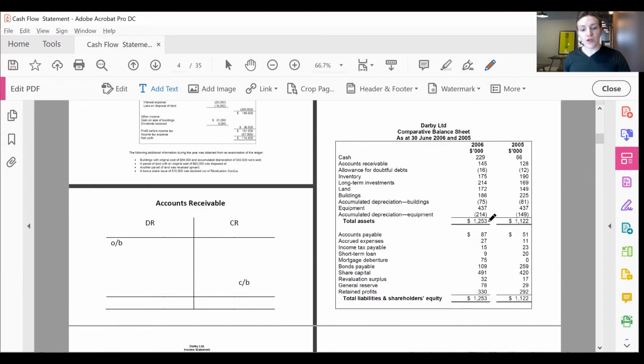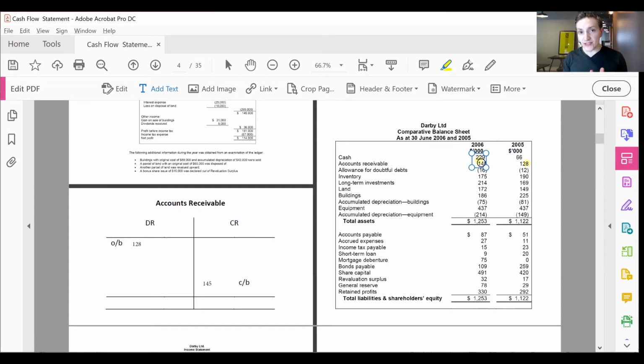T accounts. So in terms of the accounts receivable, we can start with our opening balance and our closing balance. The opening balance here is clearly 128, and the closing balance is 145. We can just read that straight off from the balance sheet here. So 128 and 145, just reading it straight off. So that's what we can start with.